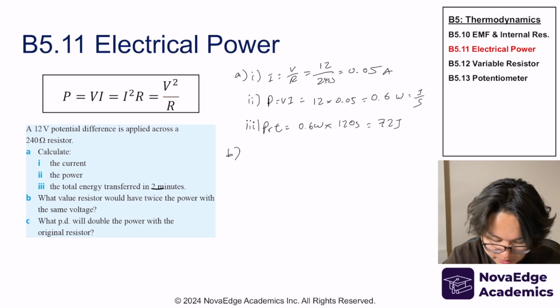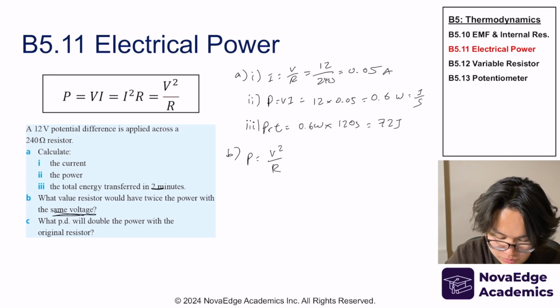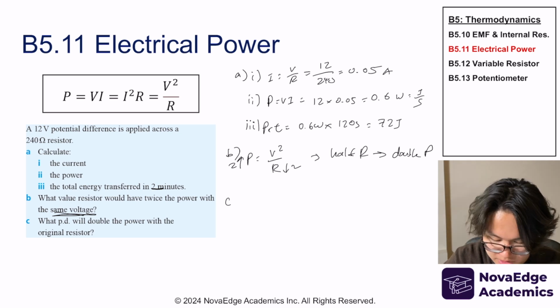B, what value resistor would have twice the power with the same voltage? Okay, I know P is equal to V squared over R. So if I keep the voltage and change resistance to have double the power, I need to decrease by 2 to increase by 2. So half resistance to lead to double the power.